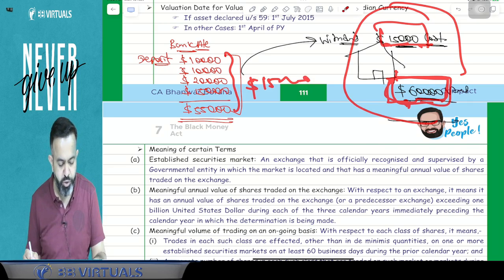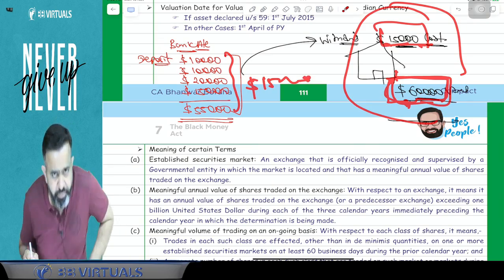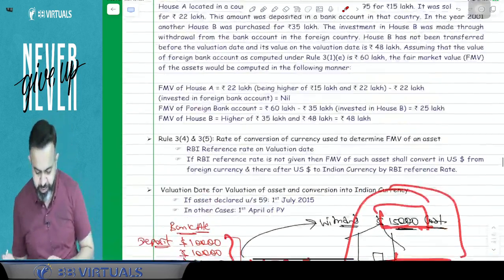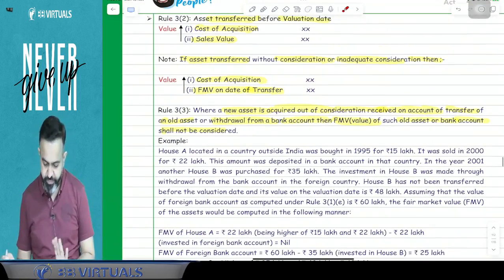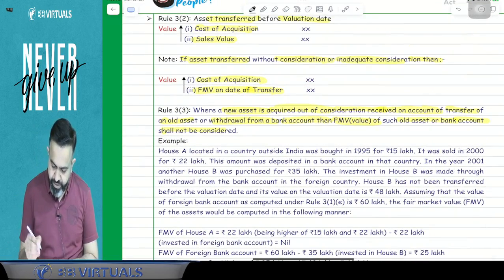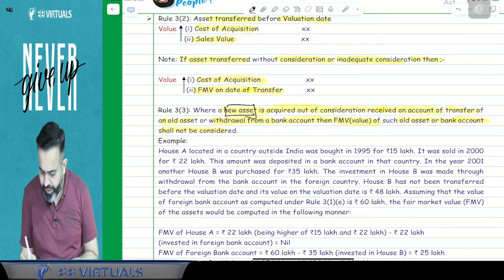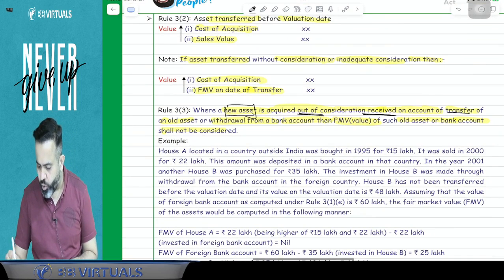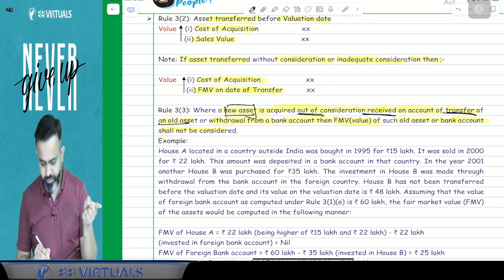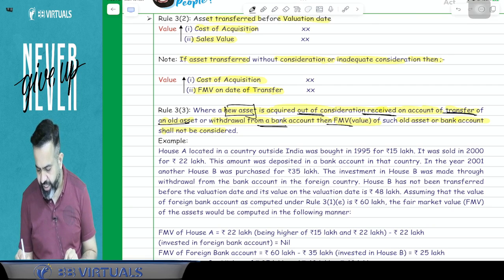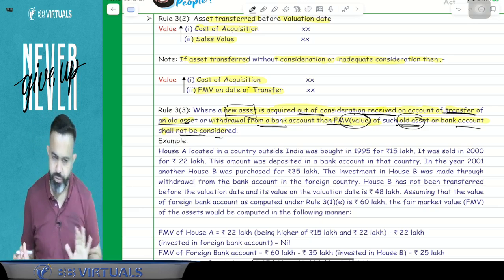Yes, sir, we have understood your point. Done. Okay, so again, read this line, what it says. Try to understand. This line says that where a new asset is acquired out of the consideration received on account of transfer of an old asset, or withdrawn from the bank account, then the FMV of such old asset or bank account shall not be considered. You got my point or not?